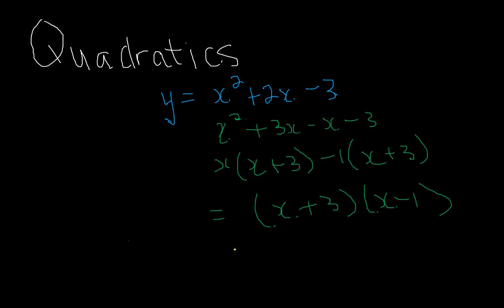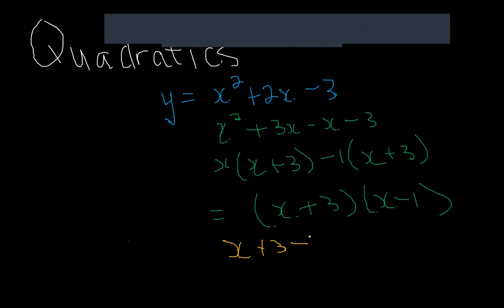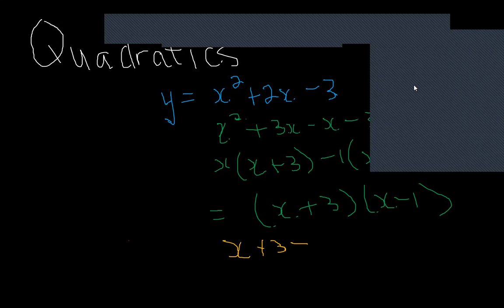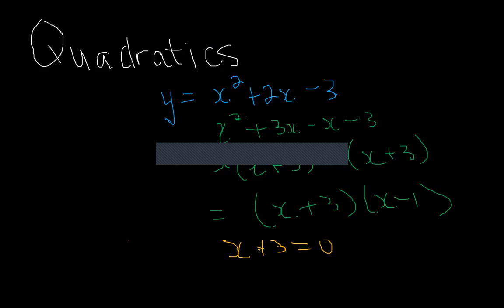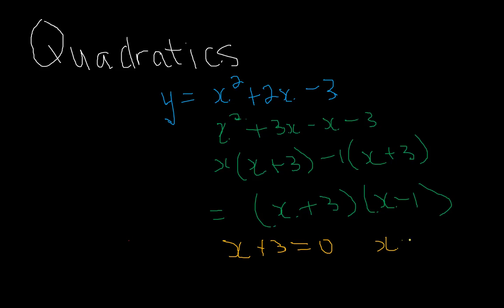Okay. And if I solve by factorization, we know I would put this equal to 0. I would put each factor equal to 0. So x plus 3 is equal to 0, x minus 1 is equal to 0, right? And then I'll solve for the values of x. X is equal to minus 3, and x is equal to 1. But what did those values tell me? Those values told me the roots of this quadratic.